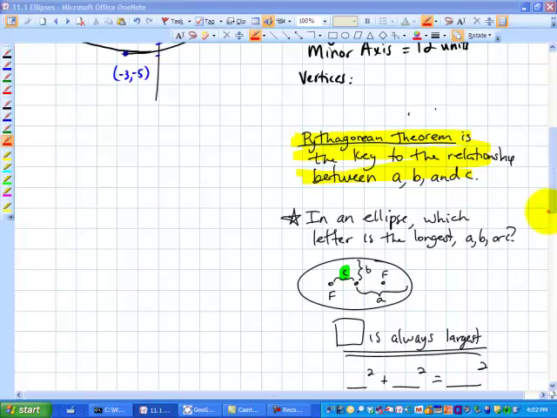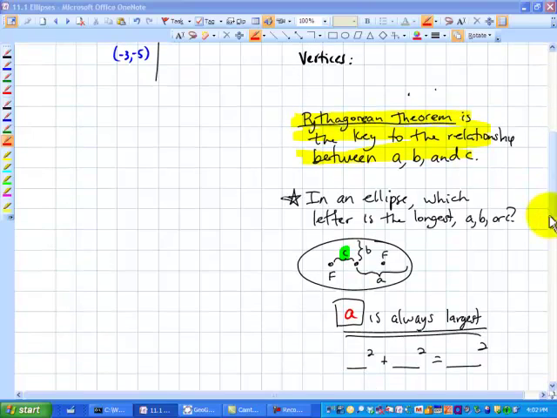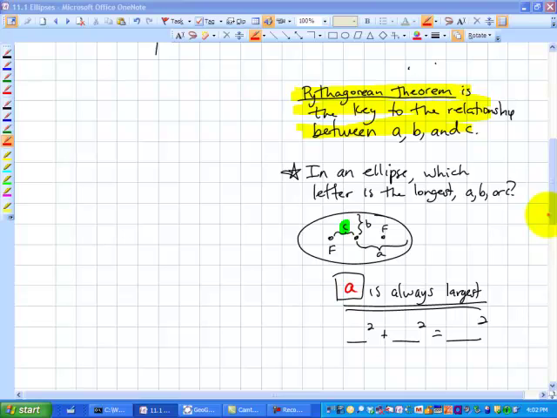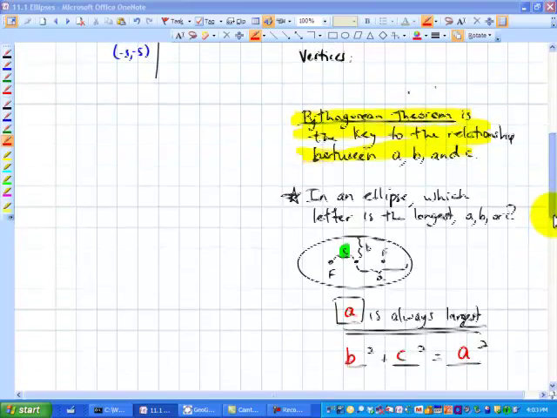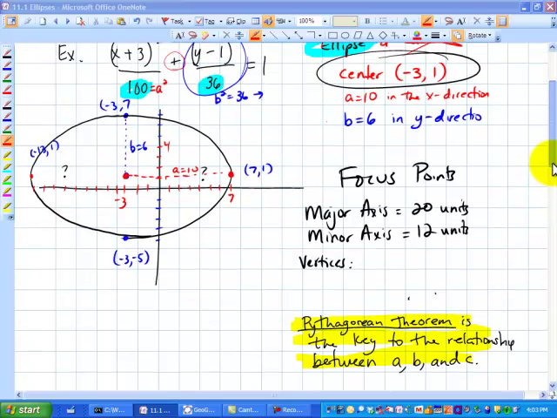Anyone? Yes, that's right. a is always going to be bigger than c, no question about it. And a is going to have to be bigger than b. So since a is always the largest, that means this is how it's going to have to fit: a squared would have to be equal to b squared plus c squared. Now I could show you that this really does work if we wanted to make a triangle, but you'll just trust me, I'm sure. So I'm going to go back up here to find out about the focus points, because that's what I'm interested in now.